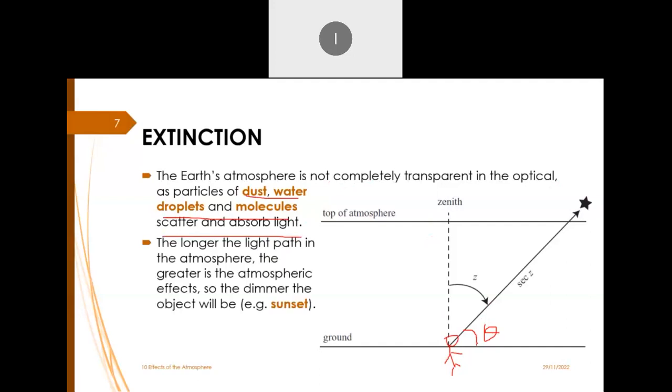So the longer the light path, which is the distance between the observer and the object that you want to observe, the greater the atmospheric effect. That is the atmospheric effect right here. So the dimmer the object will be. For example, sunset.